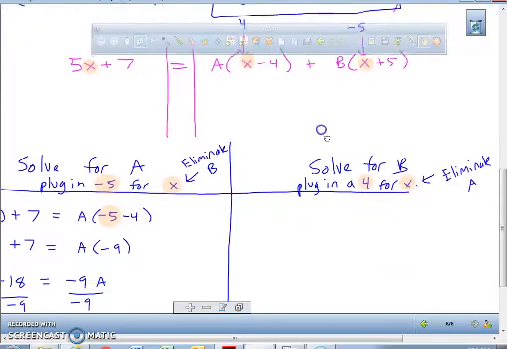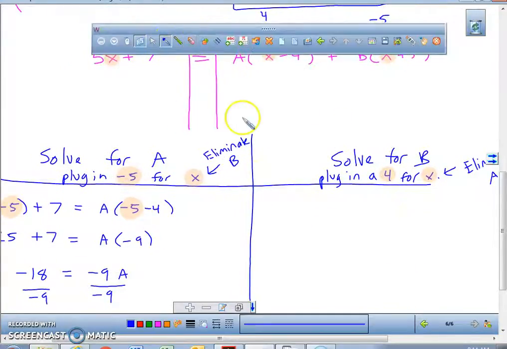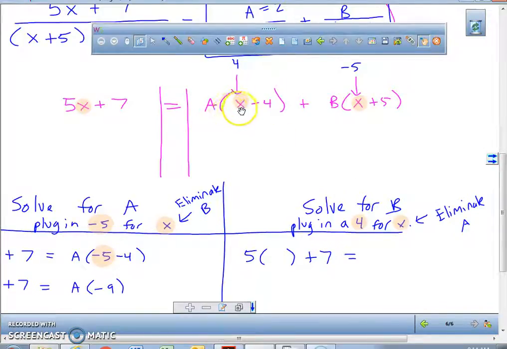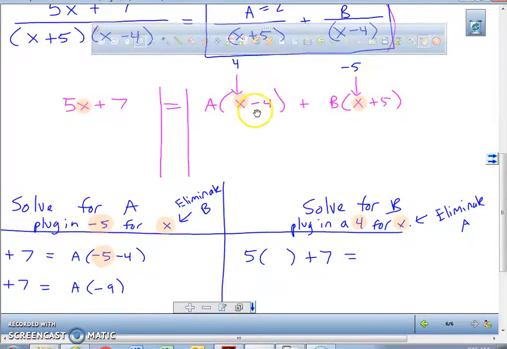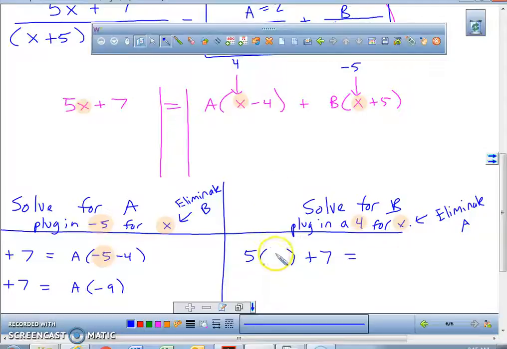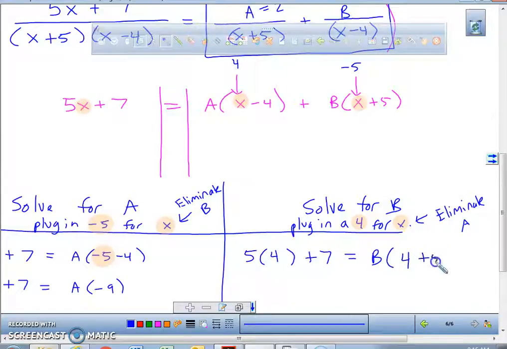All right? So right now we're going to take our expression right here. We're going to say 5, open parentheses, plus 7 equals. Now, I'm not going to write A and 4 minus 4 because I know those are all gone. But I am going to write B. And what am I going to plug in for x? I'm going to plug in a 4 for x, because I've eliminated all of my A's, so this is all I have left.